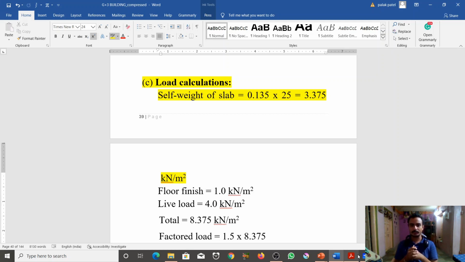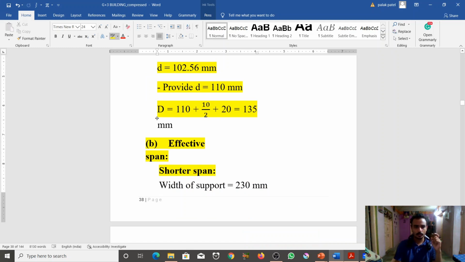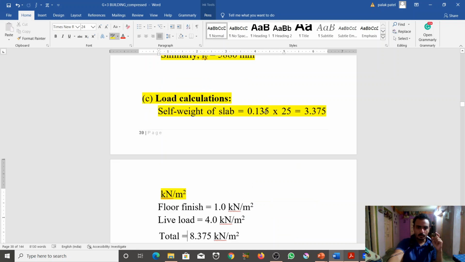So self weight of slab is 0.135, where 0.135 m is the thickness of the slab. Look here, the overall depth is 135 mm, which is given. 0.135 times 1 meter strip times 25, so the self weight of slab is 3.375 kilonewton per meter square. This is a UDL load.